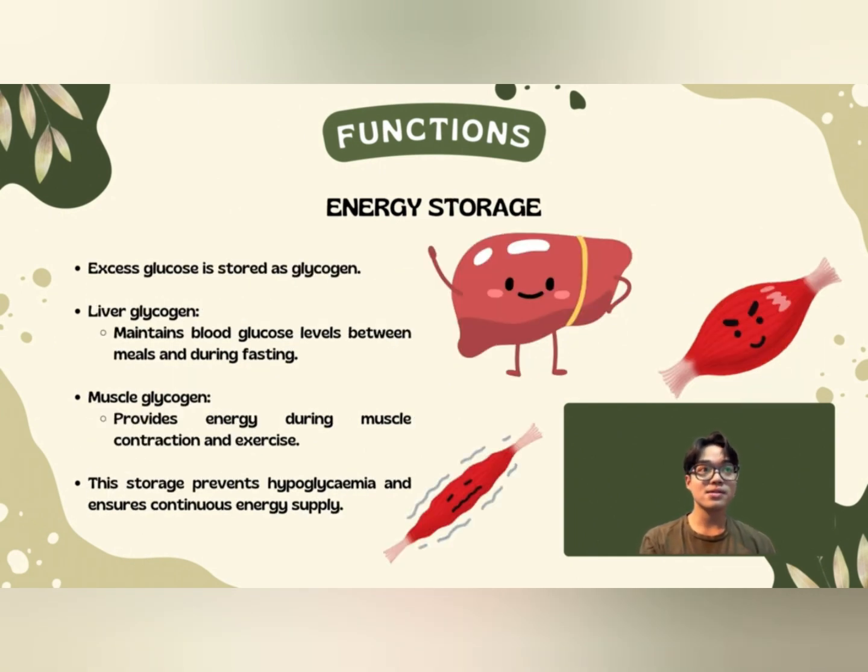Next, excess glucose is stored as glycogen in the liver and muscles. Liver glycogen helps maintain normal blood glucose levels between meals, while muscle glycogen supplies energy during physical activity. This storage system ensures a continuous and reliable energy supply.